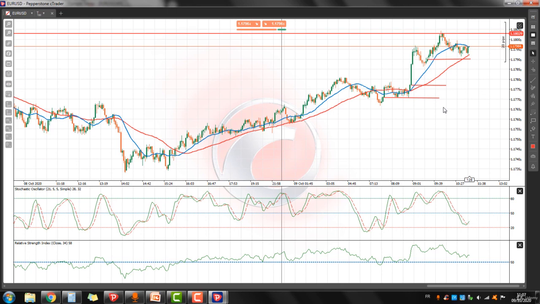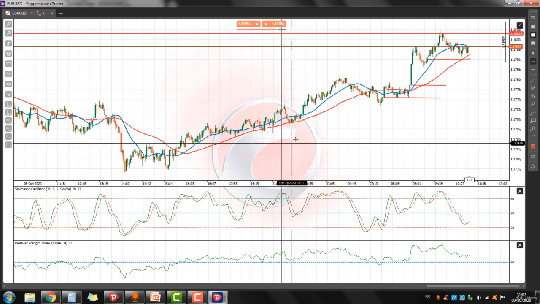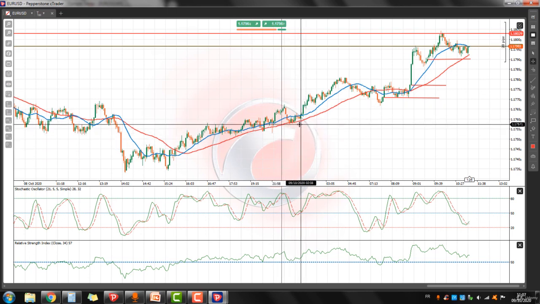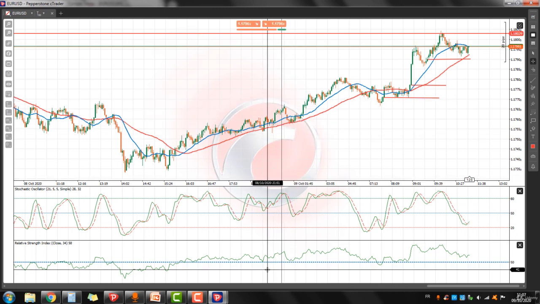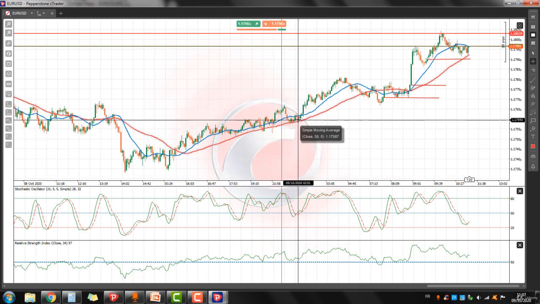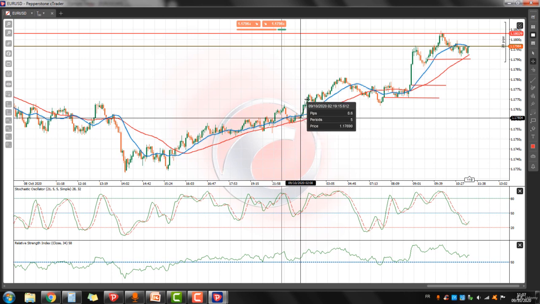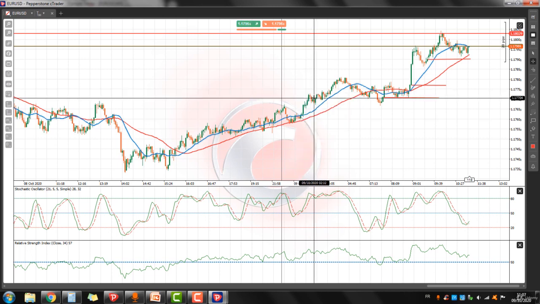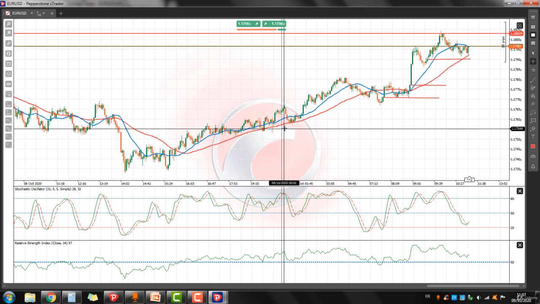So this is how I'm trading. At this time here, we also have a good signal for trading, but at this time I'm not trading because it's midnight for me.